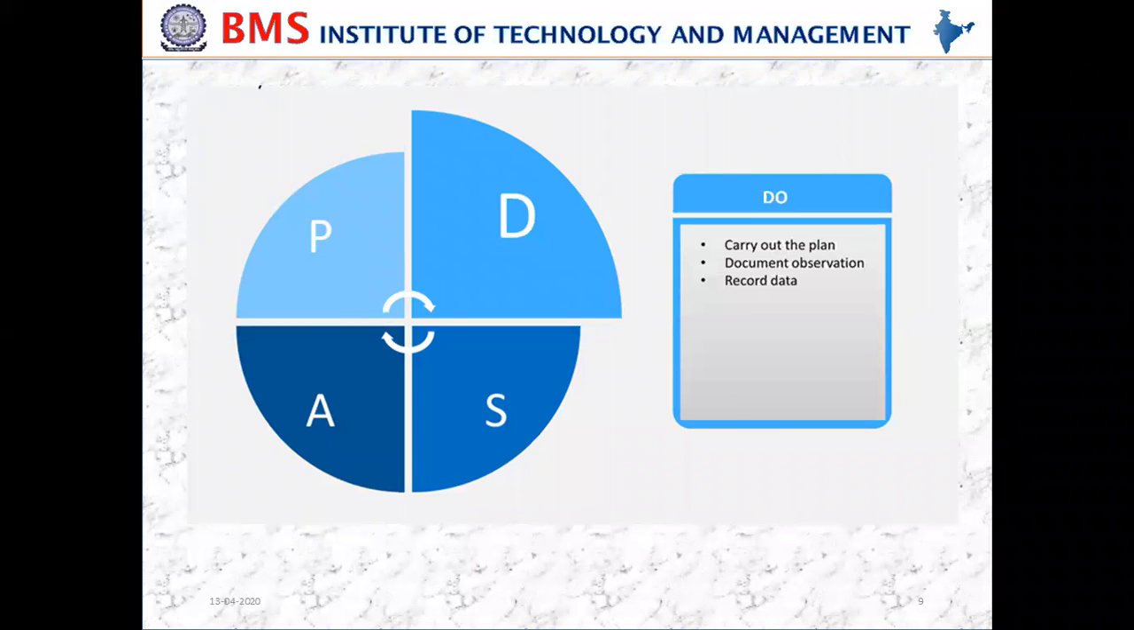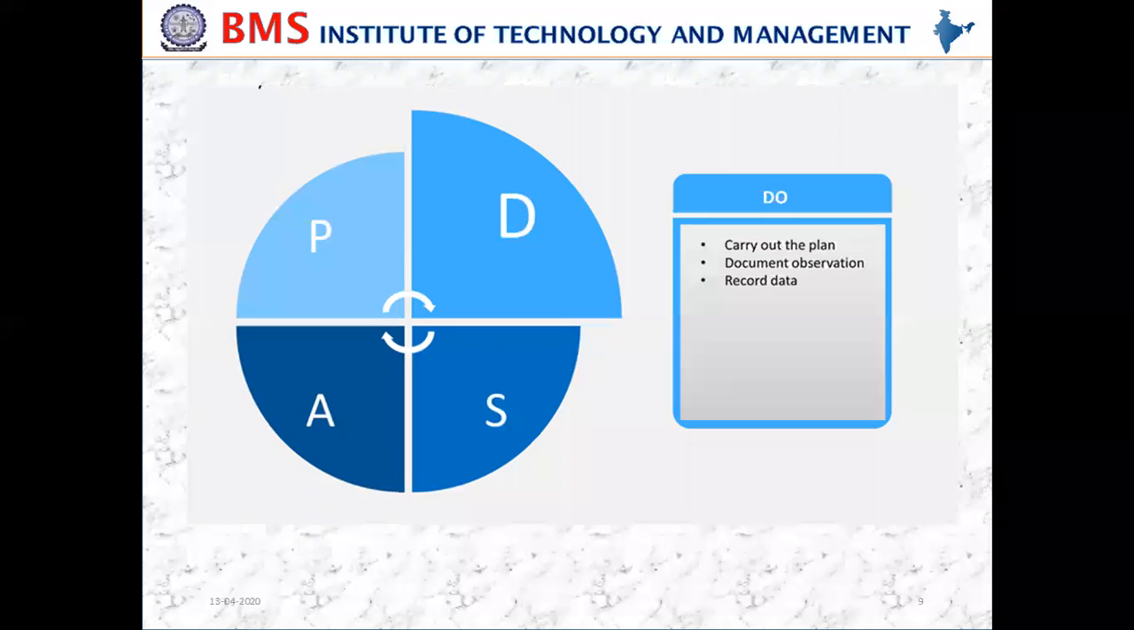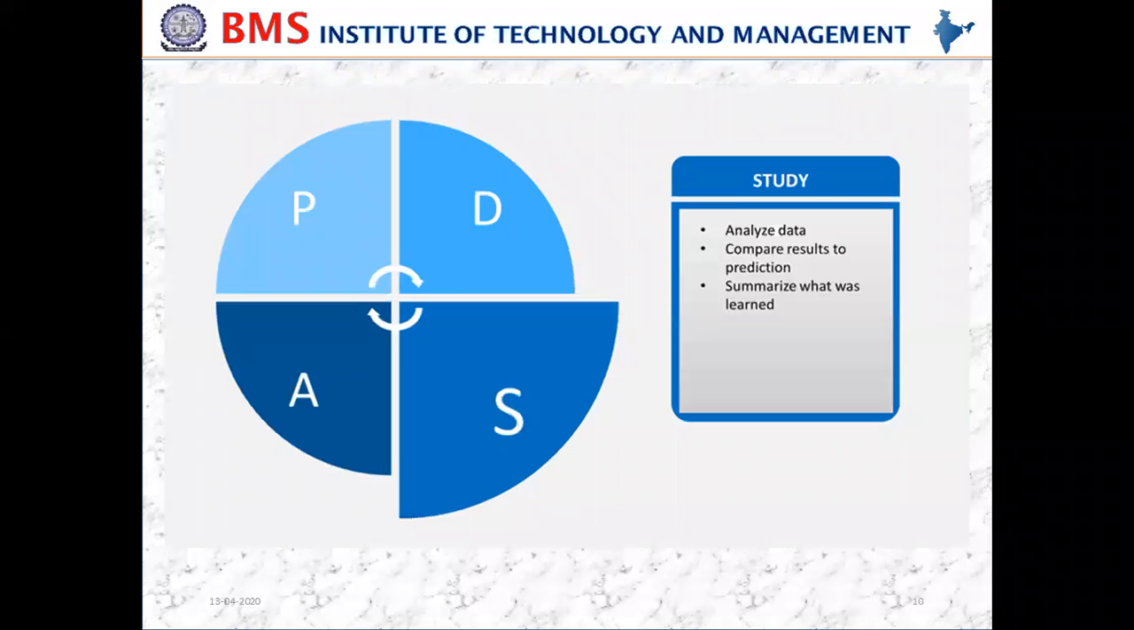So when the do phase is over, because something is done, you'll be getting some results. Those results you need to study in the study phase. So what is the study phase? Whatever data you recorded in the do phase has to be analyzed, and the results compared to the prediction, because of what you have predicted in the plan phase. You might have predicted that the results will come like this, so you need to compare the results you have got with what you predicted in the plan phase.